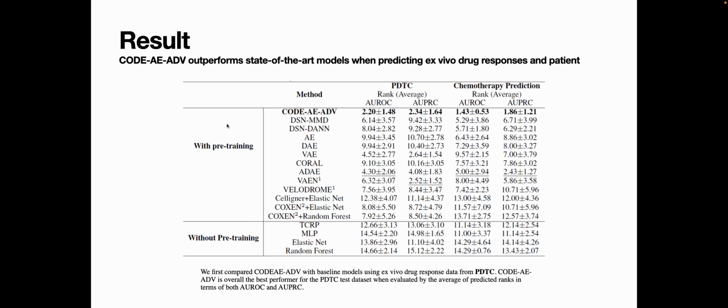Here's another result based on the experiment we performed to compare with the baseline models using the ex vivo drug response data from PTC. And our model is overall the best performer among all the baselines by both of the metrics AUROC and AUPRC. And we further evaluate the model on another test predicting chemotherapy response. And again, our model consistently outperformed baseline models in overall ranking on both AUROC and AUPRC.